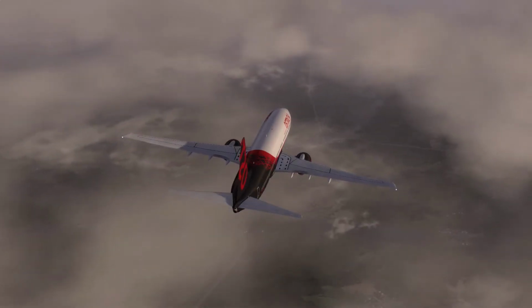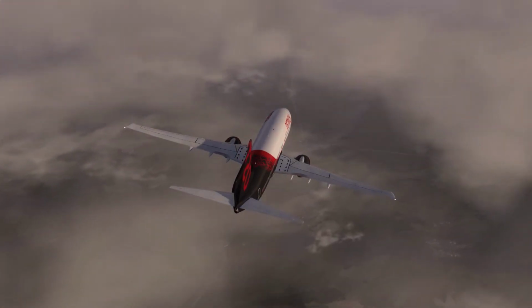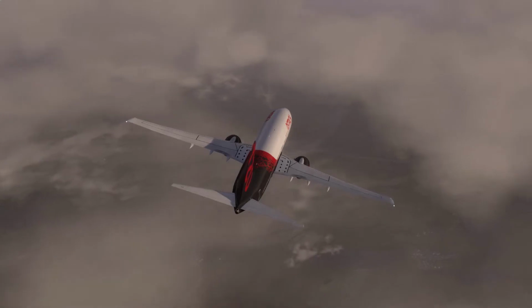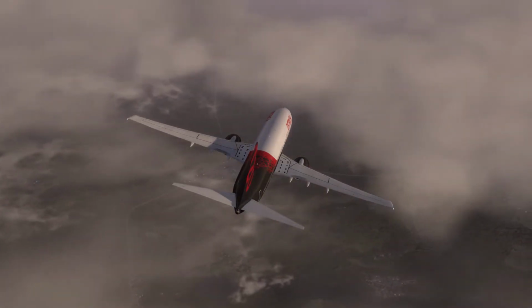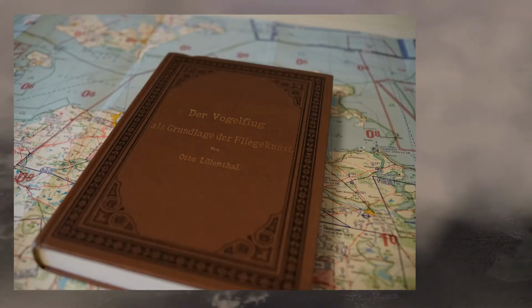And around 15 years later, in 1889, Otto Lilienthal published his findings of these experiments in the book Der Vogelflug als Grundlage der Fliegekunst.